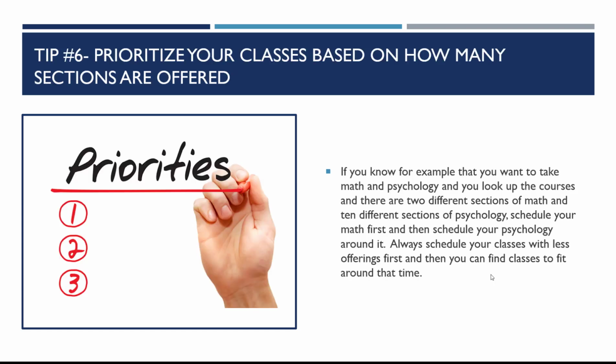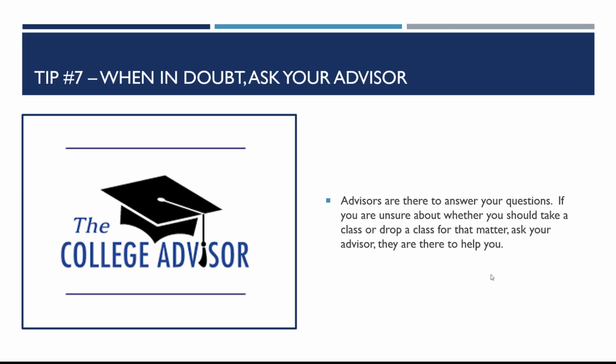You want to prioritize your classes based upon how many sections are available. So what I mean by that, let's say you're registering, for example, math and psychology. Math has only 2 or 3 sections available for their particular classes, whereas psychology usually has upward of 10 to 12 sections available. Well, then schedule your math first and then schedule your psychology around it. So always schedule your classes with less offerings first, and then you can find other classes to fit in around that time. When in doubt, reach out to your advisor.